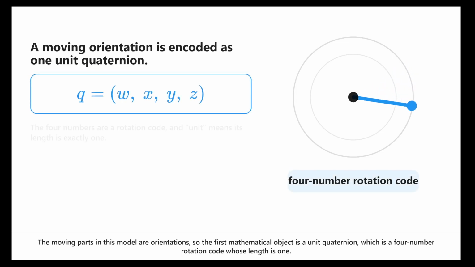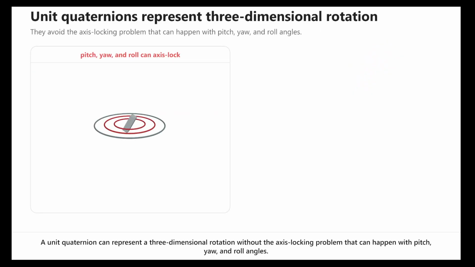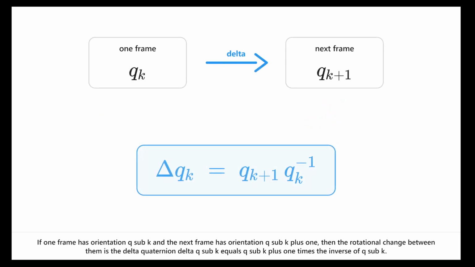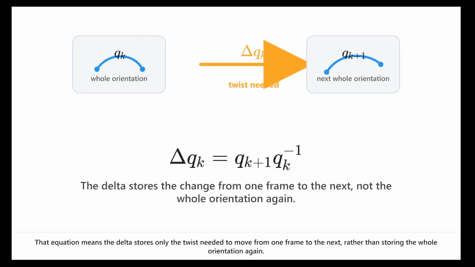The moving parts in this model are orientations, so the first mathematical object is a unit quaternion, which is a 4-number rotation code whose length is 1. A unit quaternion can represent a 3-dimensional rotation without the axis locking problem that can happen with pitch, yaw, and roll angles. If one frame has orientation q sub k and the next frame has orientation q sub k plus 1, then the rotational change between them is the delta quaternion, delta q sub k equals q sub k plus 1 times the inverse of q sub k. That equation means the delta stores only the twist needed to move from one frame to the next, rather than storing the whole orientation again.